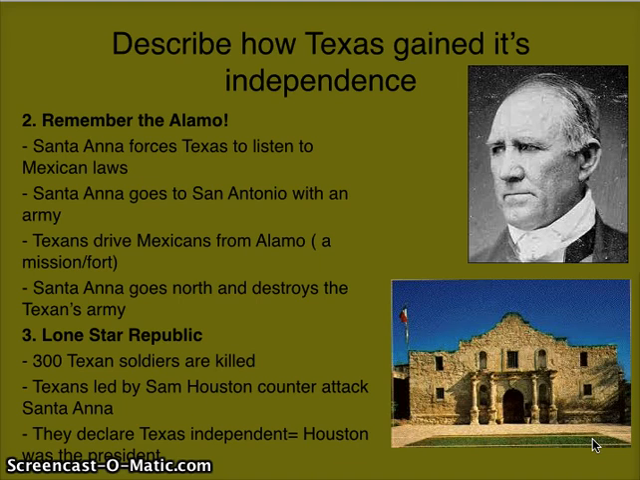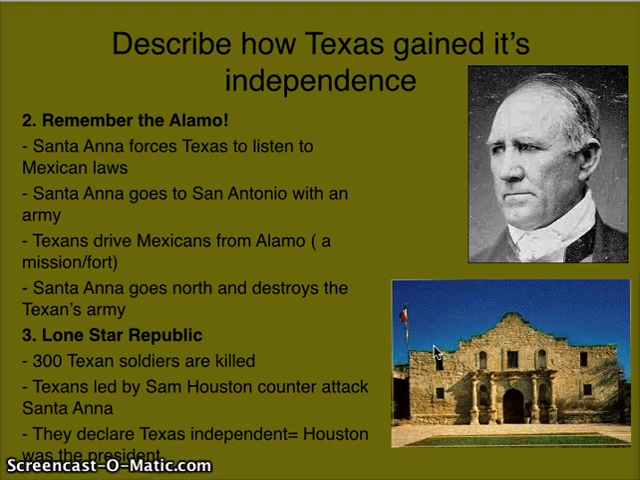This makes us come to our first battle in the fight for Texas to gain its independence. And it is at what we call a fort called the Alamo. Now, the Alamo is depicted right down here. There's still ruins of the Alamo today. What ends up happening is Santa Anna forces Texas to listen to Mexican laws. And this, of course, does not go very well. They're mostly Americans in Texas.